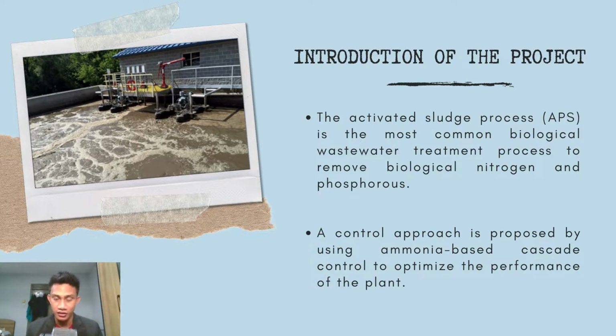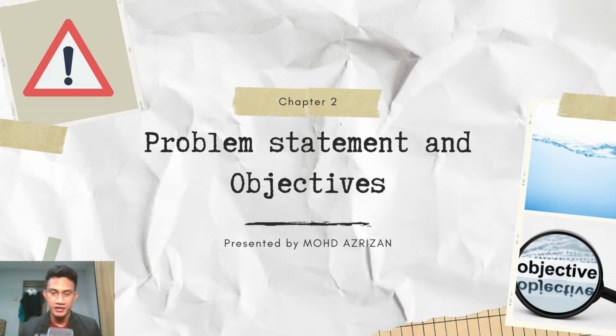In this project, a control approach is proposed using ammonia-based cascade control with different control schemes to optimize the control action as well as to improve the overall performance of the plant. Next, I will be presenting on the problem statement as well as the objectives of this project.